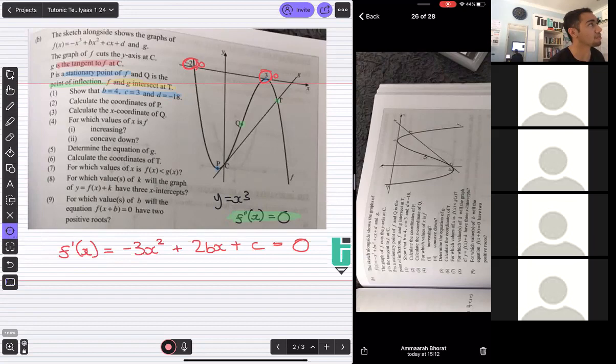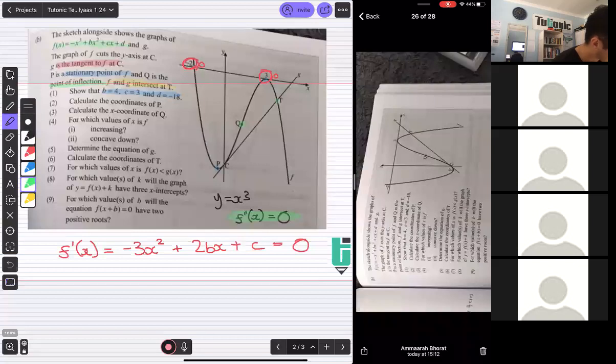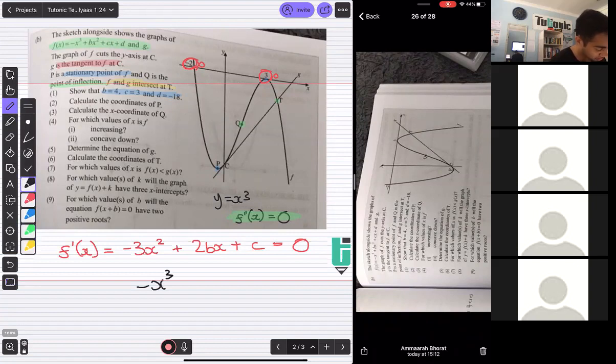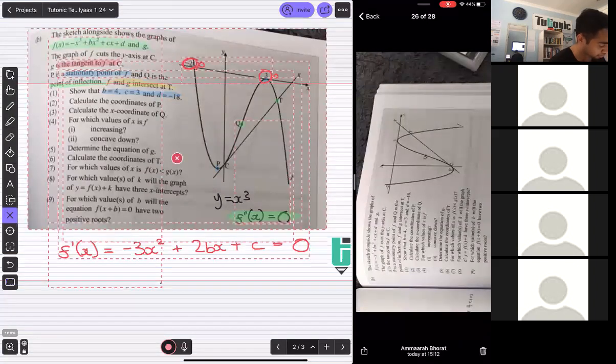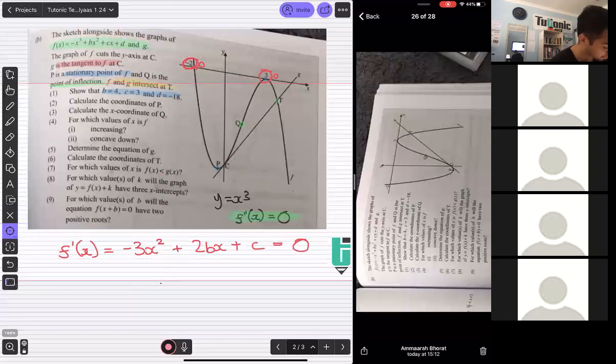Somebody ask a question? You get the derivative? How did we get the derivative? From this equation. Have you covered how to find the derivative? Yeah. So I'm using this equation. So remember, you multiply by the exponent, then you subtract 1. So minus x cubed becomes minus 3x squared. And remember, b is a coefficient. So you treat b as a coefficient, not a variable. So it's 2bx plus c.